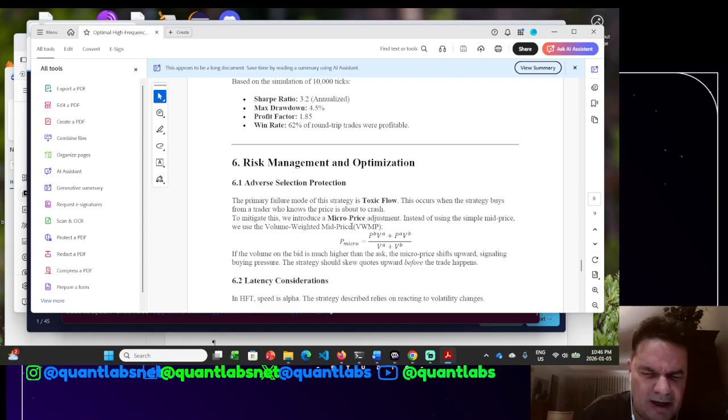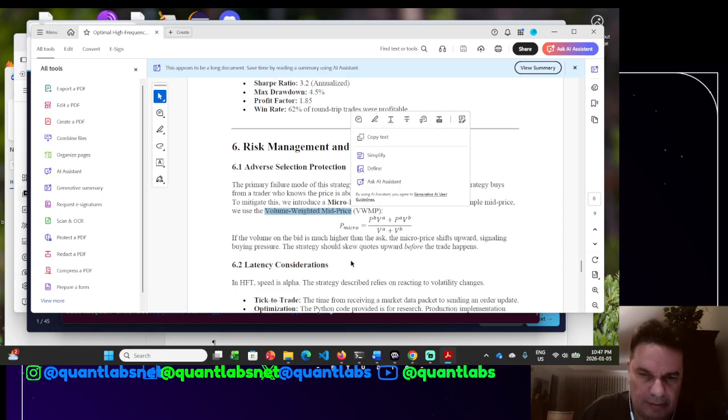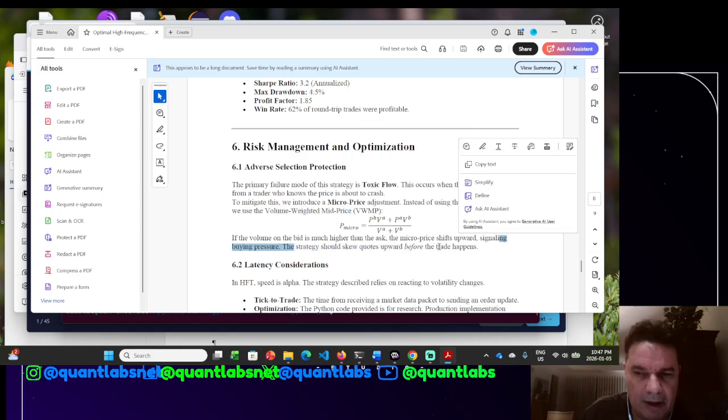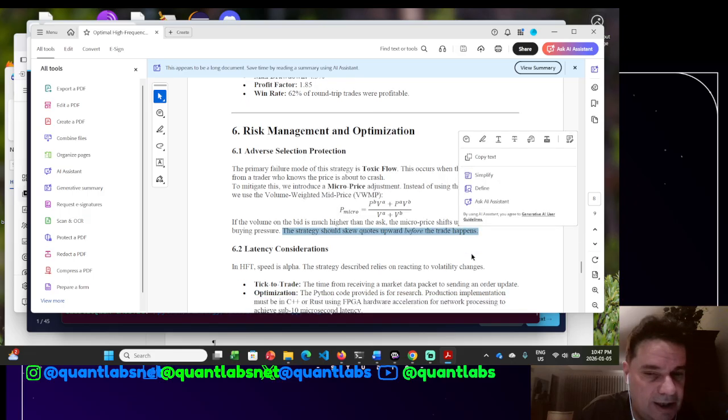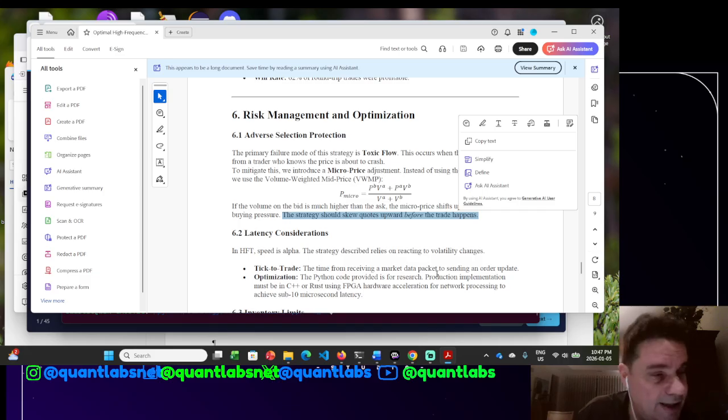So to mitigate what we're talking about here, and you can do it mathematically, we have a micro price adjustment. Instead of using a simple mid price, we use a volume weighted mid price, or VWAP, calculated here. So again, if the volume on the bid is much higher than the ask, the micro price shifts upward, signaling buying pressure. Okay. So again, that's just from pure math, pure data, how the data flows, that we can get a really good, convincing buy signal.